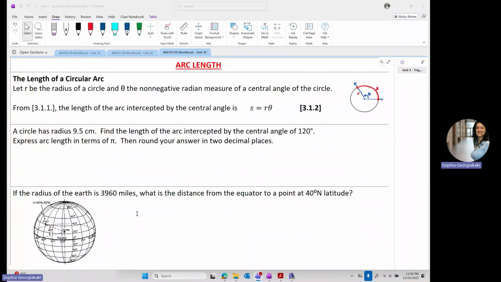This is part B of the section on the introduction to trigonometry with using angles. And here we are going to do some applications.